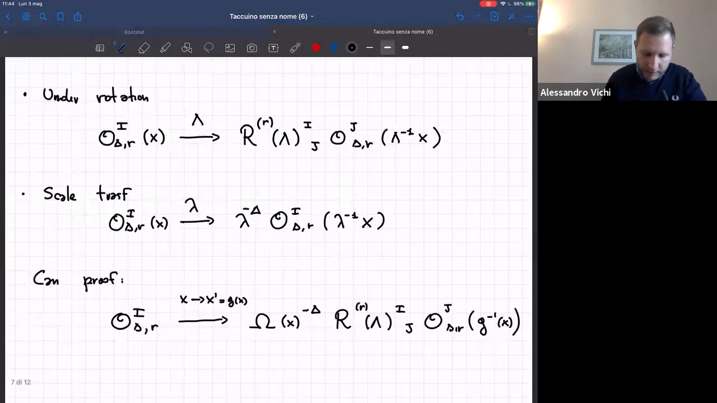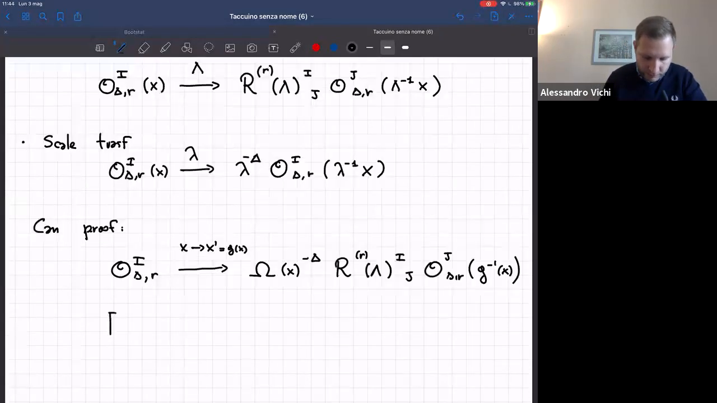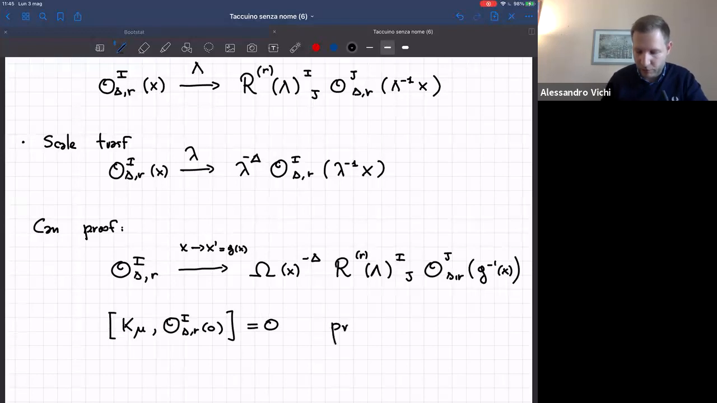So concretely, this is for operators that satisfy a similar condition as a primary state, but translated on operators. So in this case, since these are operators, you have to take commutators. So the condition is that the commutator of the operator evaluated in 0 is actually 0. So these are primary operators, suppose.